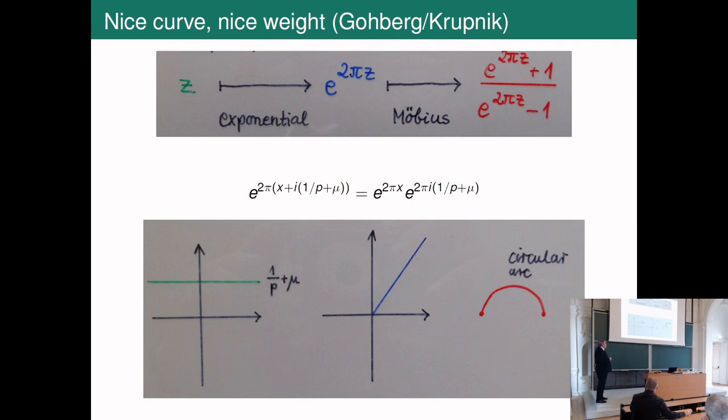And now we apply this Möbius transform. 0 is mapped into -1, and infinity is mapped into 1. And so this line segment is mapped into a circular arc between -1 and 1. This is the way the circular arcs of Gohberg and Krupnik arise.